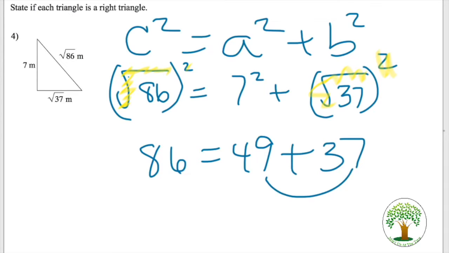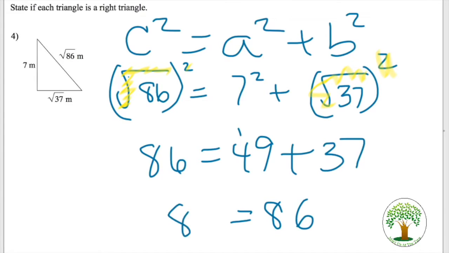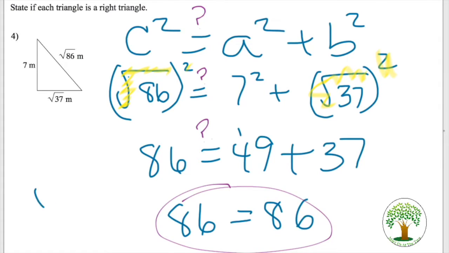When I add those two, that's going to be 16, carry the 1, and I add those two, it's a 7 and an 8. 86 does equal 86, and we were checking if these were equal, so we should have had question marks on them. All right. And yes, these are equal, so it is a right triangle.